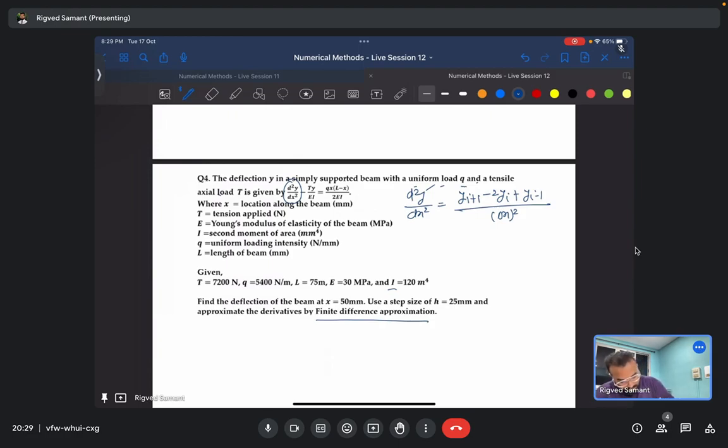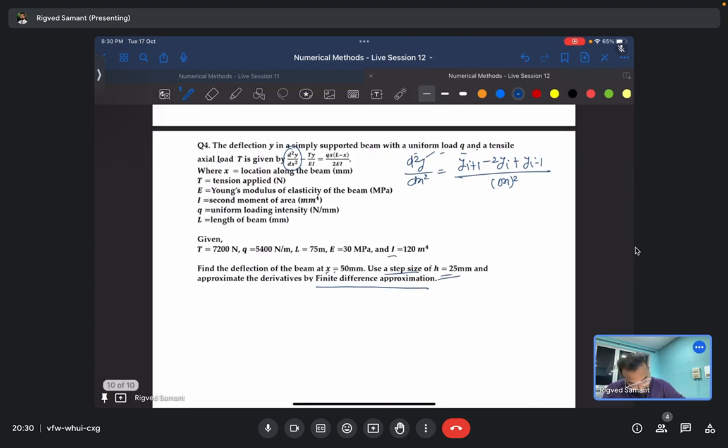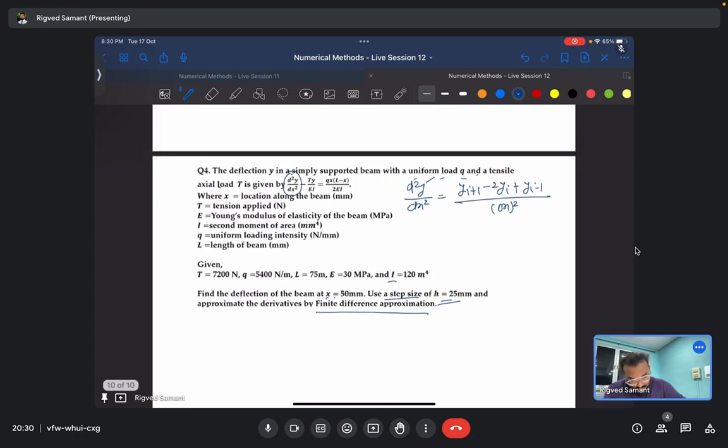Here you want to find the step size of h is equal to 0.25, and to find the deflection at x is equal to 50 inch. Where are the values? Yes, I forgot to give you those two values. Let me just check, okay?